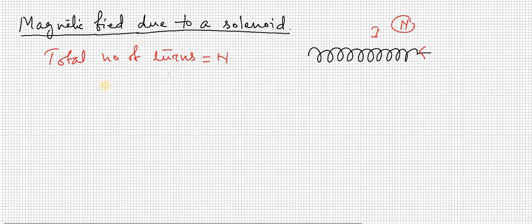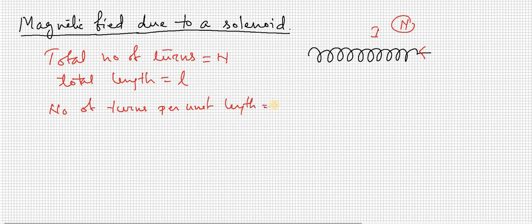The total length is equal to L. So the number of turns per unit length is equal to small n, that is, capital N by L. To determine the magnetic field, we are considering a closed loop like this. Suppose this is A, B, C and D.